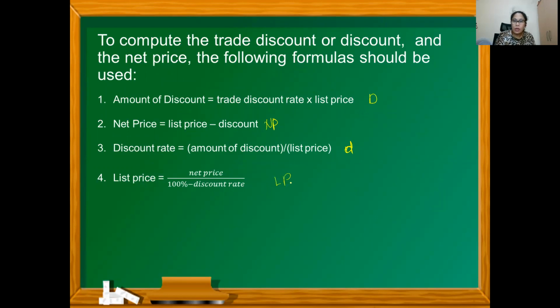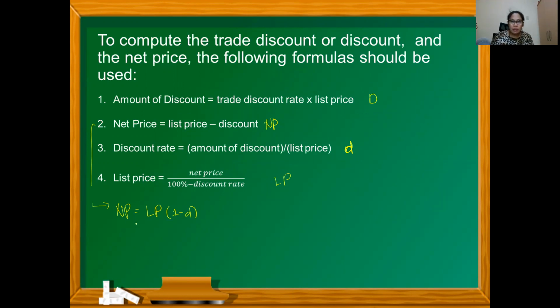So we can solve for the discount if we are provided with the trade discount rate and the list price by simply working on the product of the two. Now with net price, given the list price and the discount, we can solve for the net price by working on the difference between the two. Or if we have the list price and the discount rate, we can multiply by the complement of the discount rate, and we can solve for the net price as well.